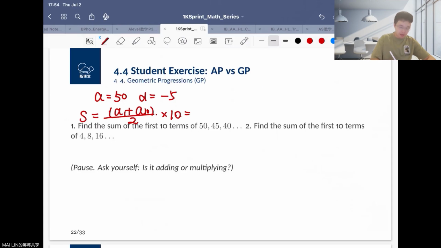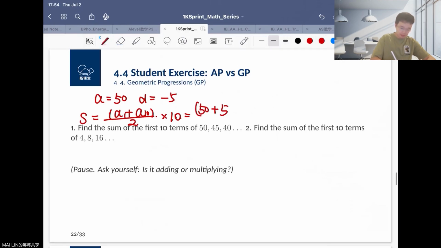A1 means the first term, that is 50. And A10 equals A plus 10 minus 1 times D, so it's 50 plus 9 times minus 5. 50 minus 45 is positive 5. So it's 50 plus 5 over 2 times 10. You can calculate the final answer: 55 over 2 times 10 is 55 times 5, so the final answer is 275. That is the sum of the first 10 terms.